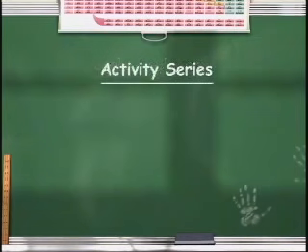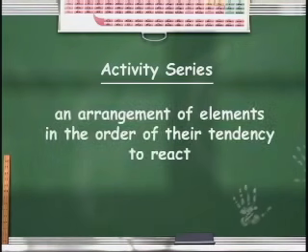Just because an equation for a reaction can be written, it doesn't mean the reaction will actually occur. An activity series must be consulted to determine if the element that is to do the replacing is more active than the element that it's to replace. An activity series is an arrangement of elements in the order of their tendency to react. By using an activity series, you can predict whether a reaction will occur.